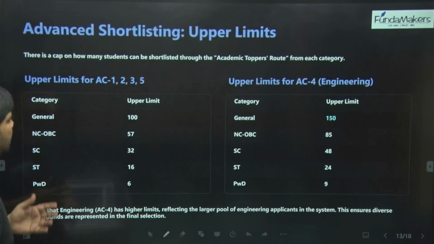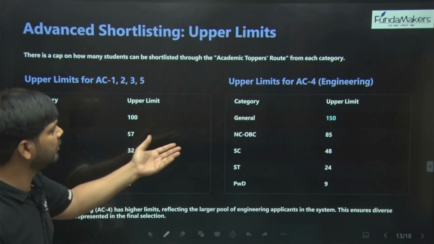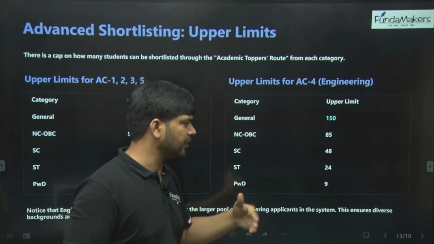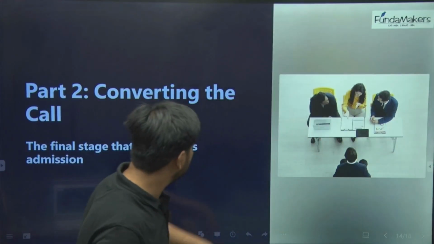Now, for the upper limits, we have 100 seats for the advanced shortlisting, and here for BTech, we have 150 seats. So these people have an unfair advantage in terms of number, right? Not a very important data.